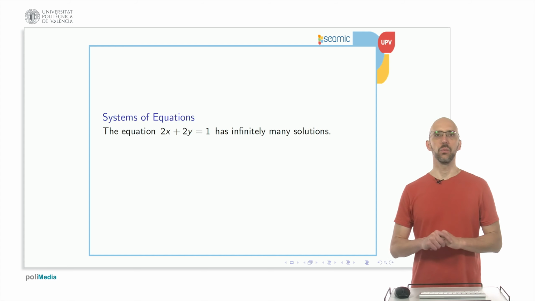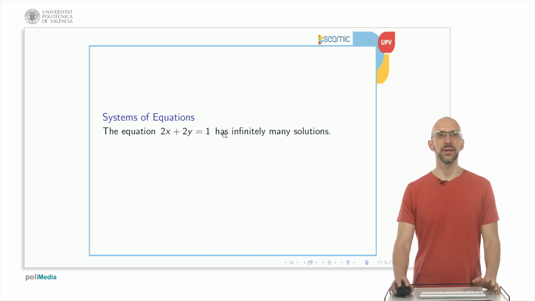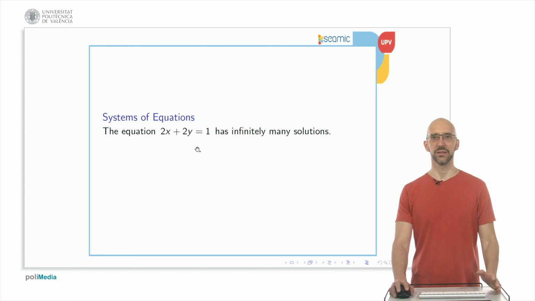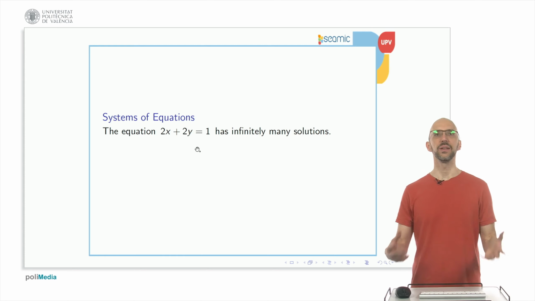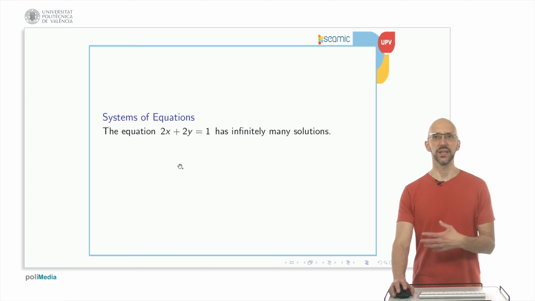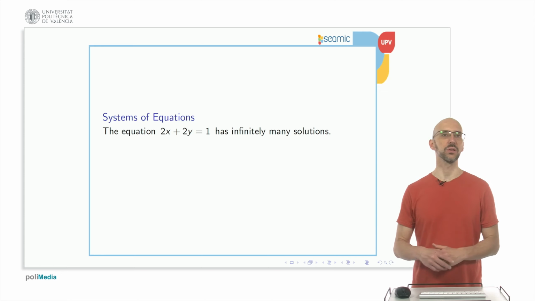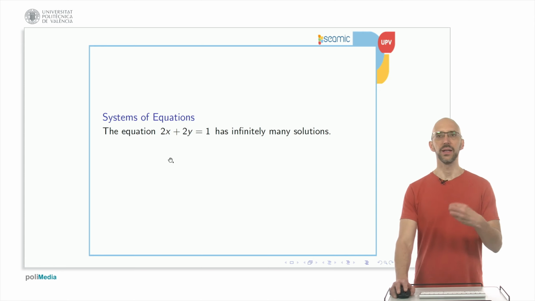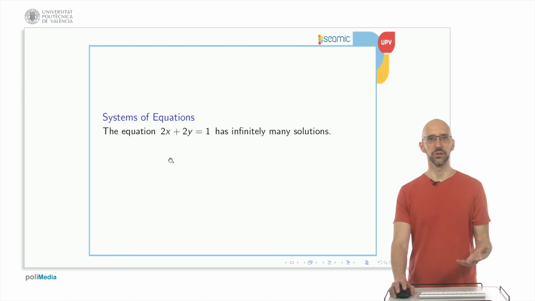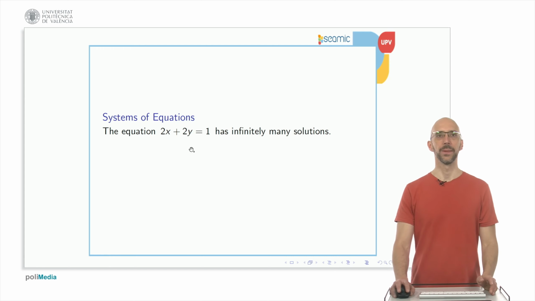Okay, let's just start with solutions of an equation. Imagine that you are given this equation, 2x plus 2y equals 1. So this equation has not only one solution, it has infinitely many solutions, since you can change the value of x and the value of y in different forms. If you want to see these infinite solutions, you can solve for y and give values to x, and you will have a lot of points that verify this condition.